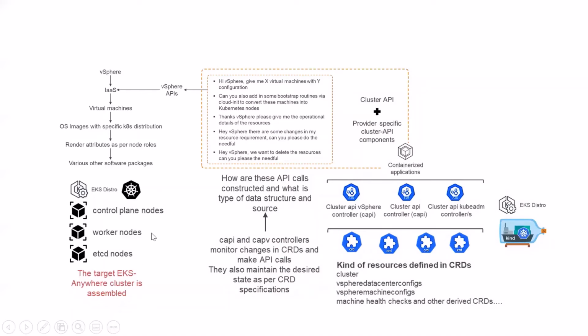So right now the cluster is assembled, I would say, not fully created, because the control plane nodes, worker nodes, and etcd nodes have been created by these API calls, of course, and then the EKS distro is being loaded or has been loaded on top of that. Plus the CNI and CSI will also be installed as part of this bootstrapping procedure. So the point is that right now the cluster is assembled, but there are some more steps that happen, and I will speak about that.